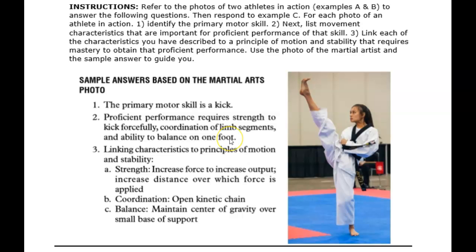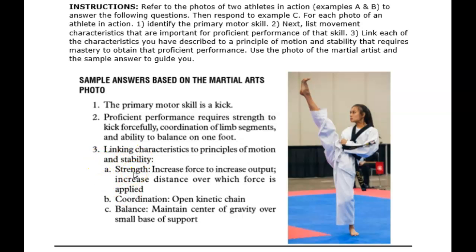And then the third one, this is the one where a lot of people have trouble with. You're going to link each of these characteristics, strength, coordination, balance, to a principle of motion and stability that requires mastery. So what does she need to do to master that movement, okay, to be proficient in this high kick?